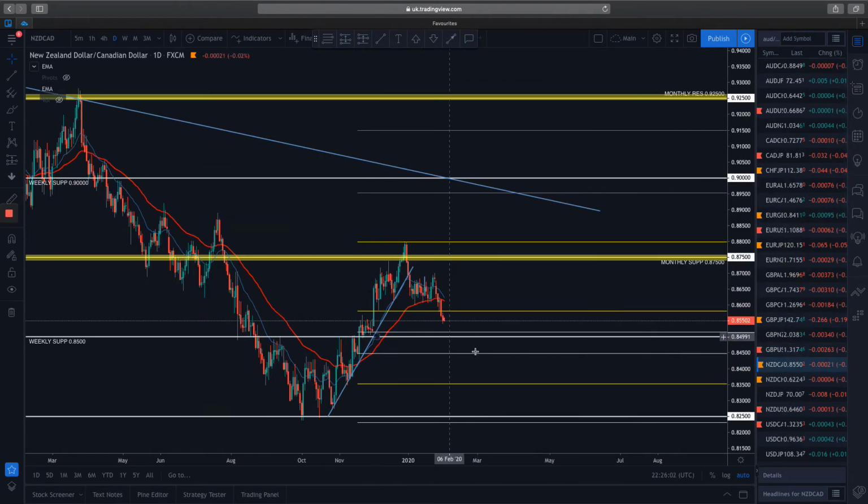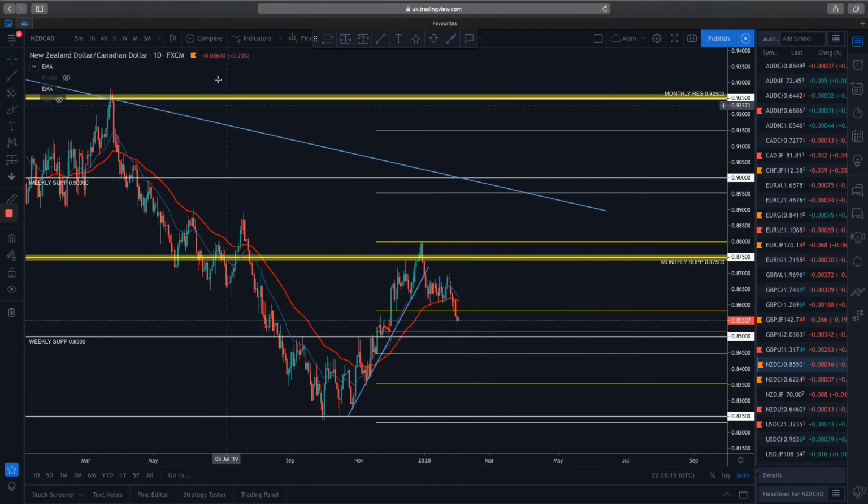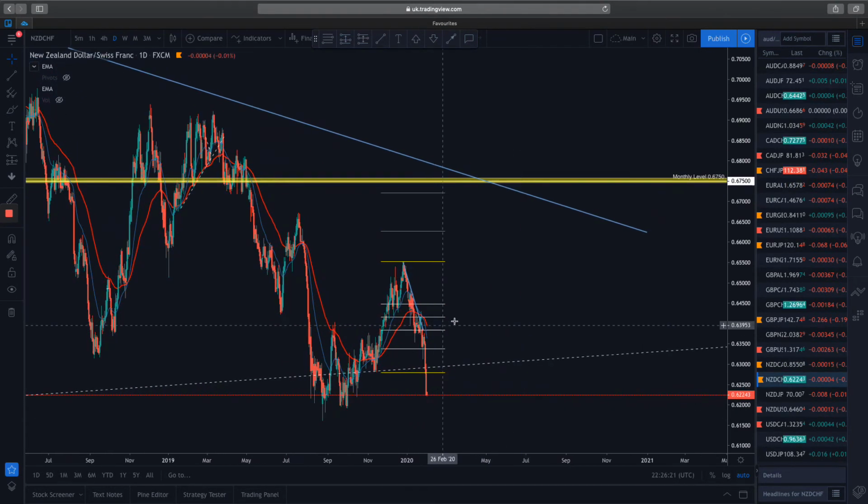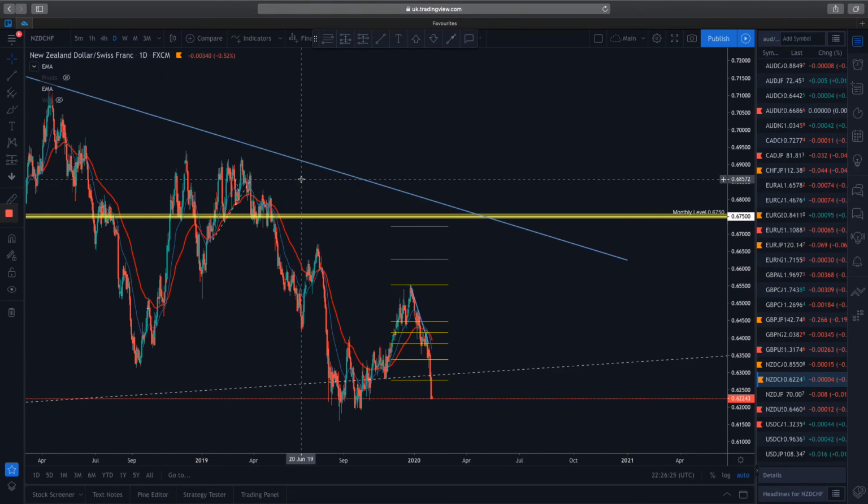Kiwi CAD, looking to see a rejection around this level, which will be 0.5 fib or 618 fib, around this level for a rejection to take long, but just seeing what happens. Kiwi Swiss, really surprised with this pair, but obviously because of everything that's going on, it has really sold off, so it's just on my maybe list to watch, but definitely won't be entering in a position this week on that.